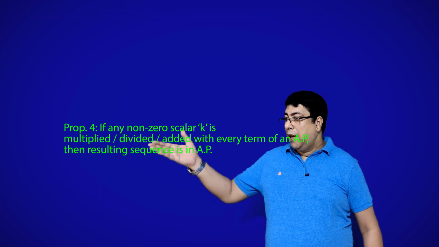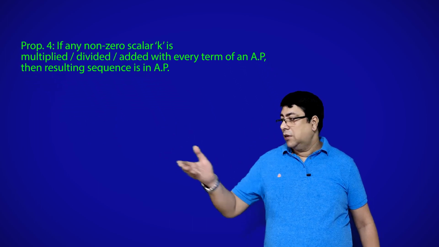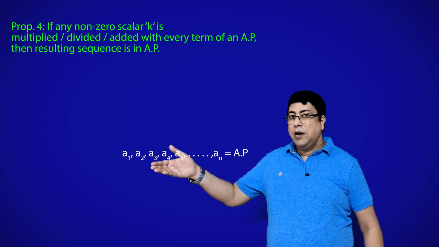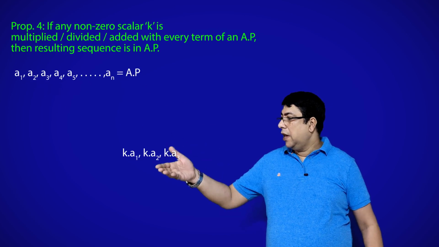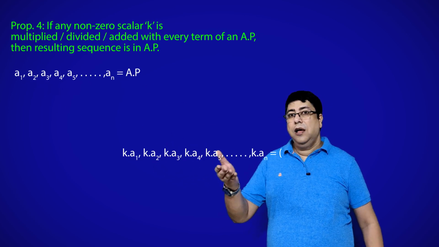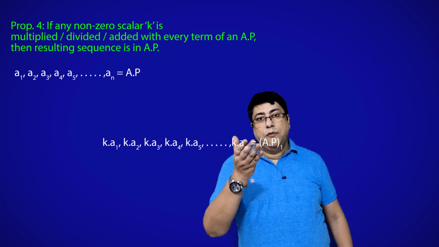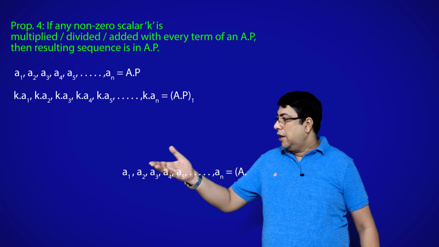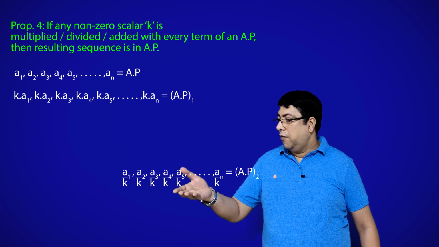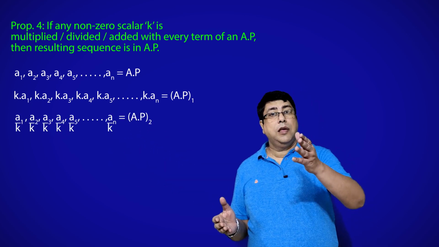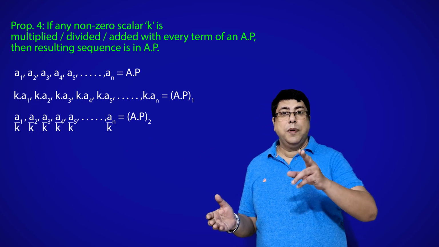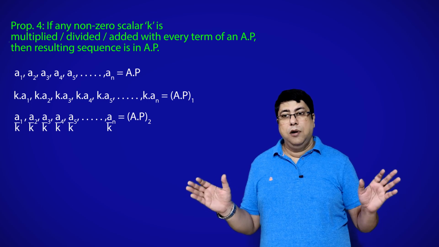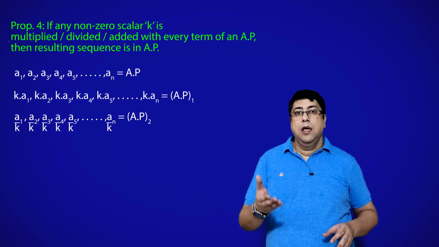If we multiply with any AP, suppose the AP is A1, A2, A3, A4, ..., AN, and we multiply with K, we get KA1, KA2, KA3, KA4, and the series is in AP. If we divide by K also, we get A1 by K, A2 by K, A3 by K, A4 by K. But remember everybody one thing: the constant should not be 0. It can be positive, it can be negative, no matter at all. This is also in AP.